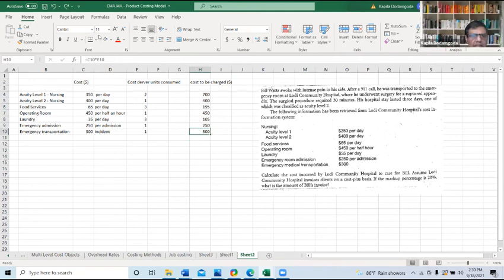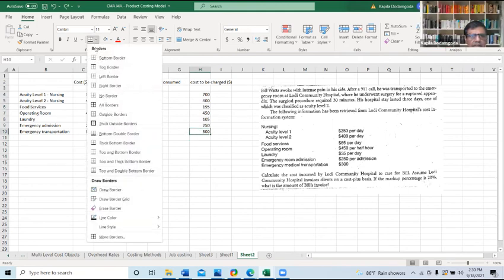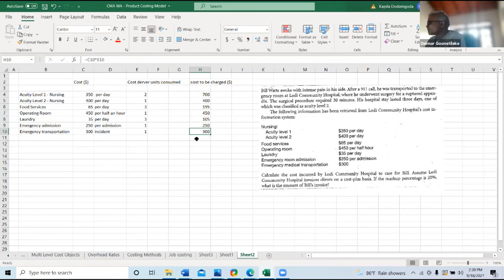Is that clear? Yes. So which means when you add it all together, it will come to 1000.